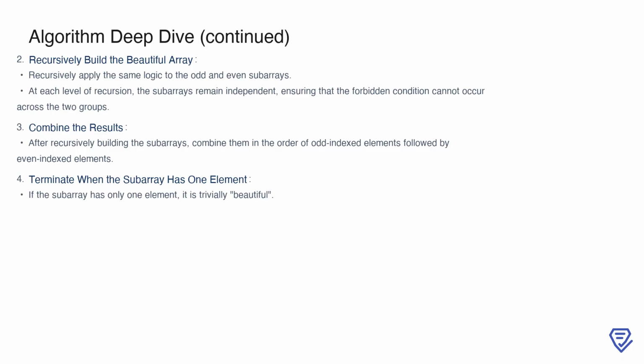This combination step maintains the independence of the groups while constructing the final array. When a subarray has only one element, it is inherently beautiful, as there are no other elements to form invalid triplets. This recursive method systematically constructs a valid beautiful array while adhering to the constraints of the problem.